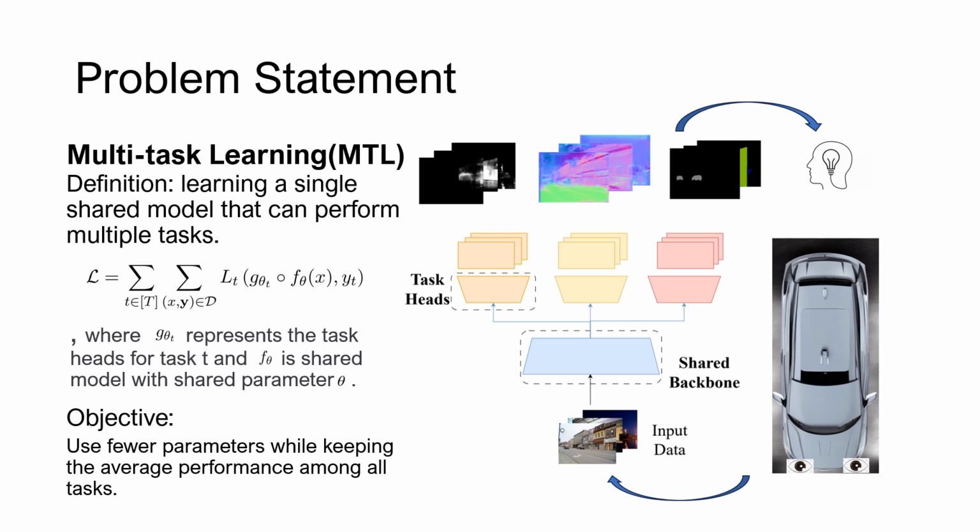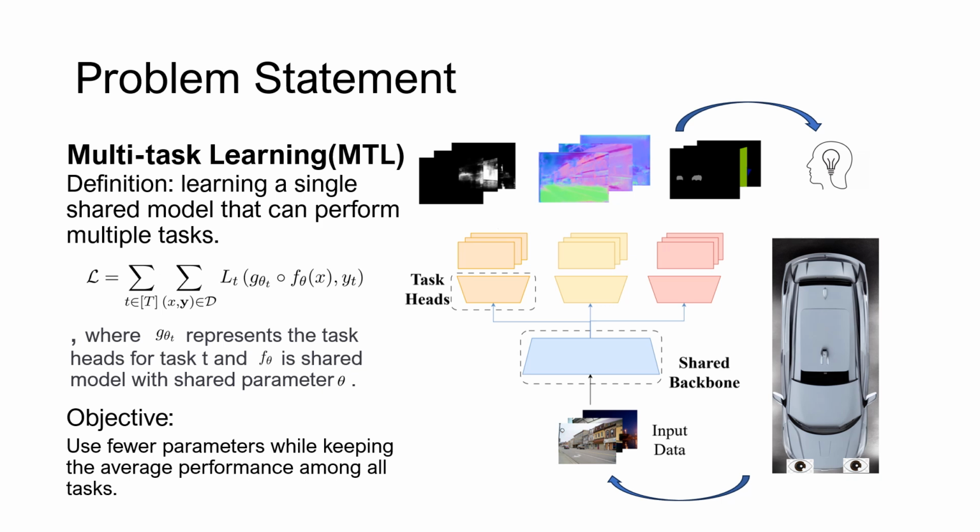The objective of multitask learning is to use fewer parameters while keeping the average performance among all tasks. To save resources as much as possible, one common approach to deep multitask learning is to use a shared neural network called the shared backbone to learn shared features, and then use separate specific neural networks for each task to handle the difference. Compared with training single-task models for each task, multitask learning effectively saves parameters.